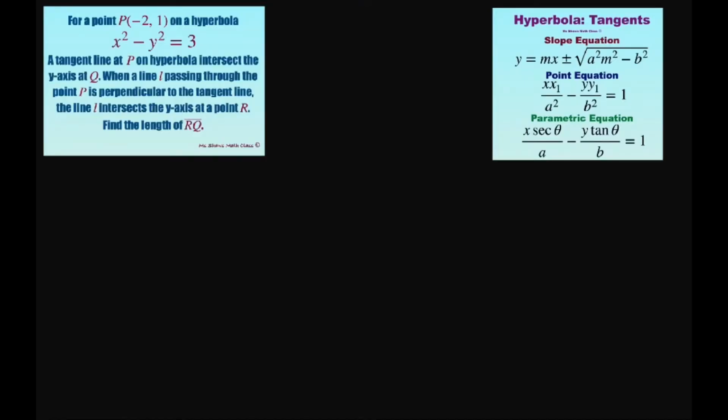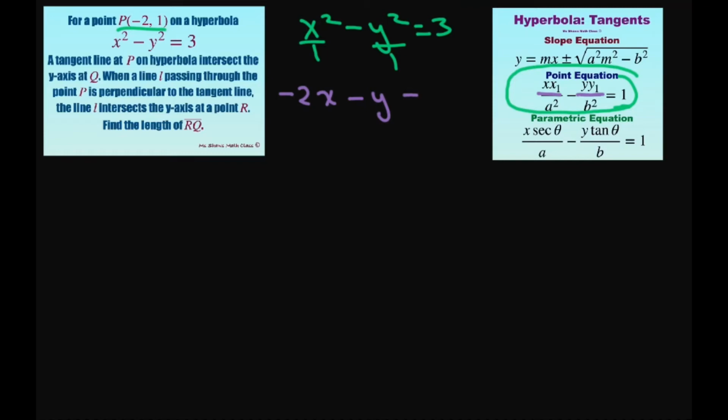All right, so basically what we're going to do is use this formula for the tangent line because we're given a point. You take your x² - y² = 3. We don't need the 1 here because this is all over 1. And all you're going to do is substitute in your x and y like we have in the formula. So this is going to be -2x - y = 3. So that's the tangent line at this point. Now I can rewrite this in slope-intercept form and get y = -2x - 3.